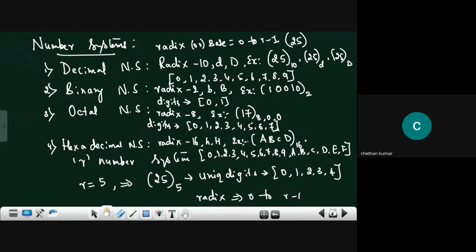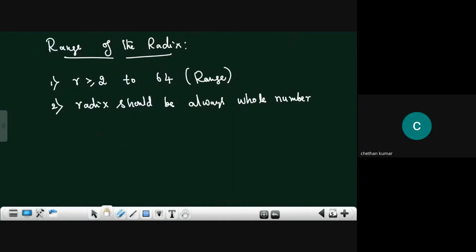Are you understood? Now let us talk about conversions. Conversion means what? Suppose I have a decimal number system, I need to convert it into binary, into octal, into hexadecimal. Is it possible to convert my decimal number system into another number system, like base 5? Yes, correct. You can convert to binary, octal, hexadecimal. Also, you can convert it into any other X number system.